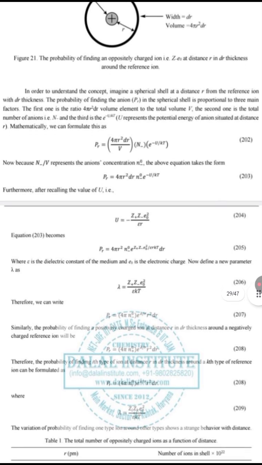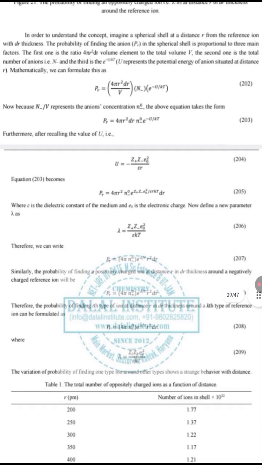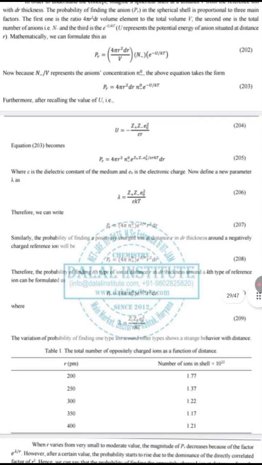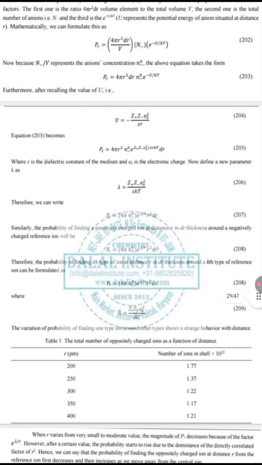In order to understand the concept, imagine a spherical shell at a distance r from the reference ion with dr thickness. The probability of finding the anion, Pr, in the spherical shell is proportional to three main factors. The first one is the ratio of the volume element 4 pi r square dr to the total volume V. The second one is the total number of anions, that is n negative, and the third is e to the power minus U by kT. U represents the potential energy of anions situated at distance r.